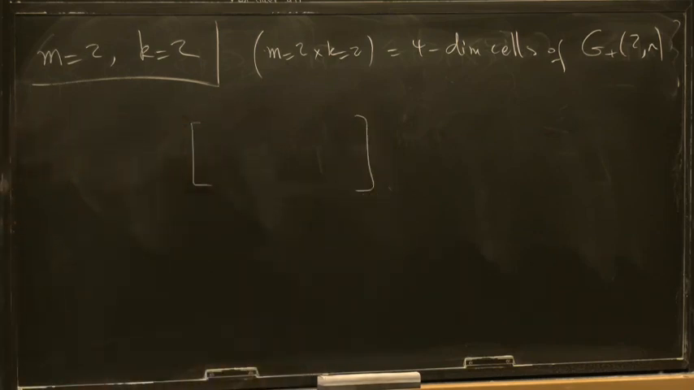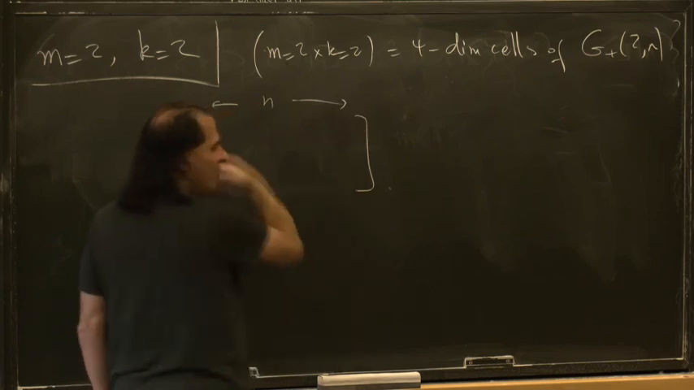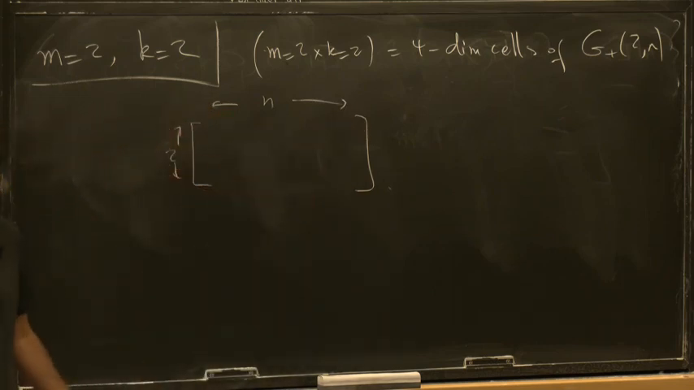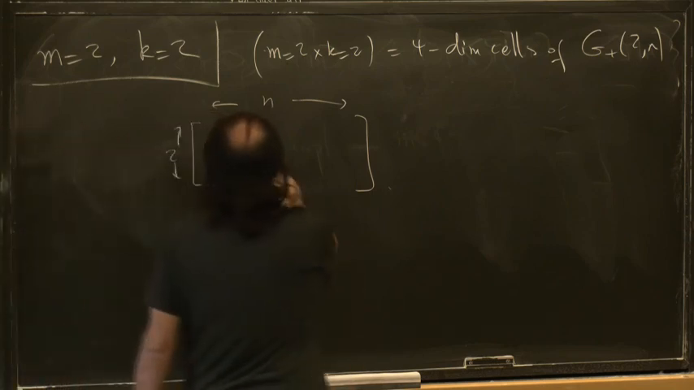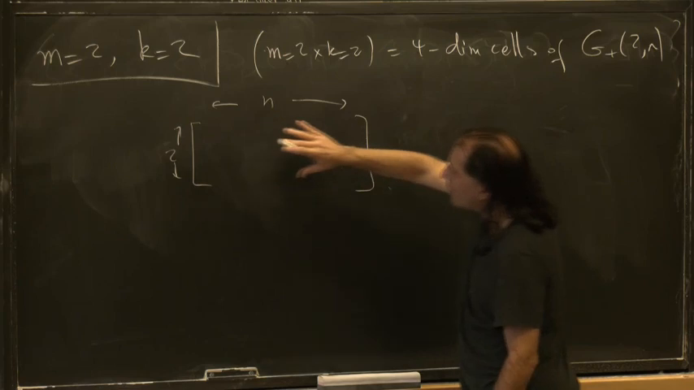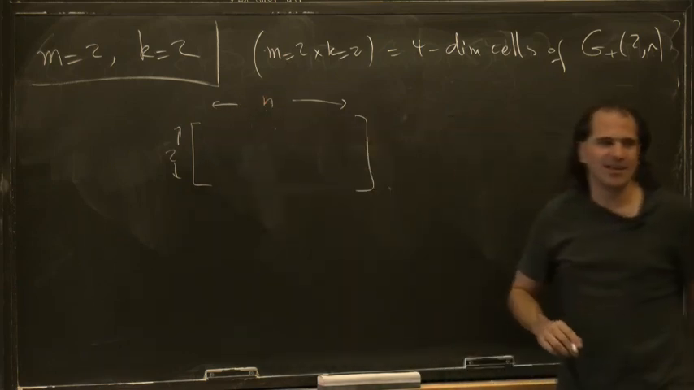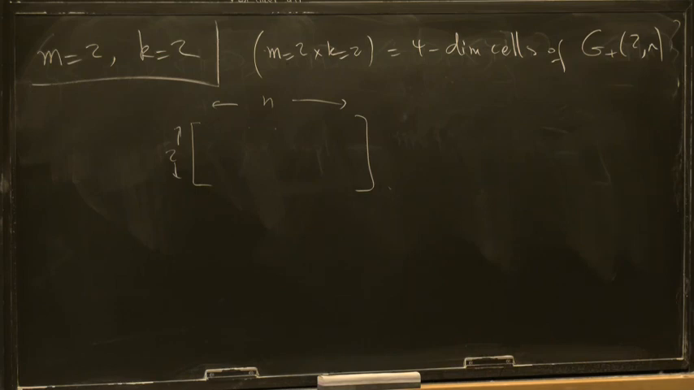So the fact that it's a four-dimensional cell means that I have a 2 by n matrix. Let's say n is large. This matrix is going to have a lot of zeros in it all over the place. Obviously, it only has 4 degrees of freedom, okay? But I know a little bit more. I know that every row must contain at least 3 non-zero entries.